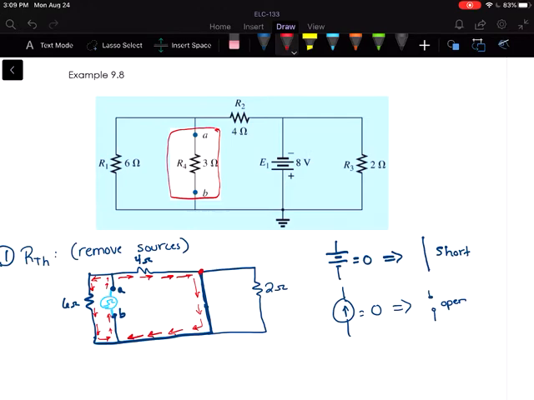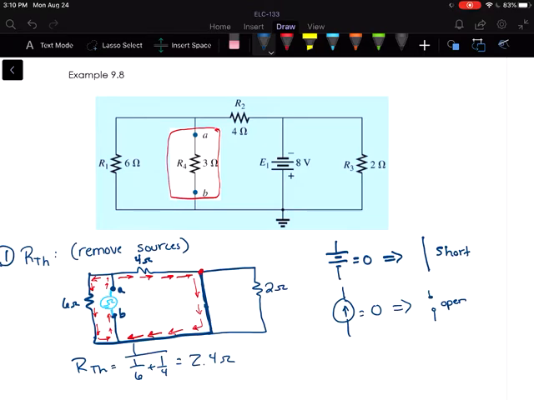So if we're measuring our resistance here, notice that the 4 ohm and the 6 ohm resistor are actually in parallel. So our R Thevenin is 1 over 1/6 plus 1/4. Wait a minute, I don't think that's 2. I think that's 2.4. Sorry about that. 2.4 ohms.